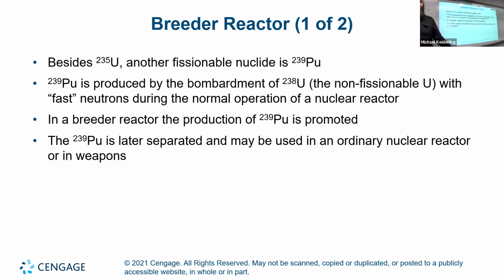Now, another thing we can use, besides uranium-235, another fissionable nuclide is plutonium-239. Plutonium-239 is produced by the bombardment of uranium-238 with fast neutrons during the normal operation of a nuclear reactor. And a breeder reactor is a reactor designed to produce plutonium-239. It's not designed to produce a lot of power, it's designed to produce a lot of plutonium. And then the plutonium-239 is later separated and can be used in an ordinary nuclear reactor, or more commonly in nuclear weapons.